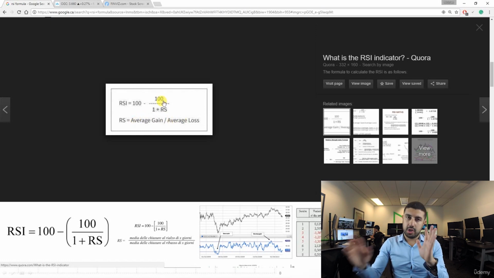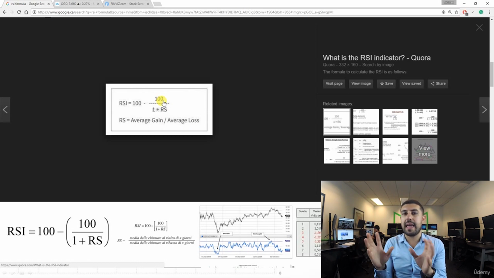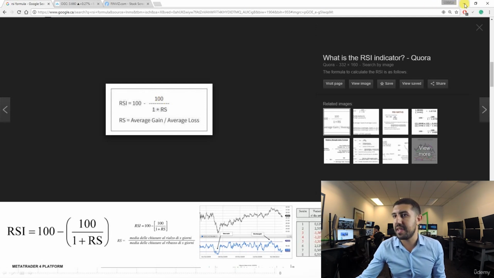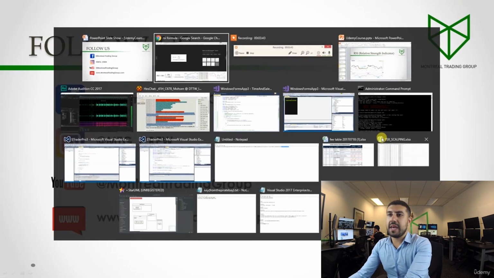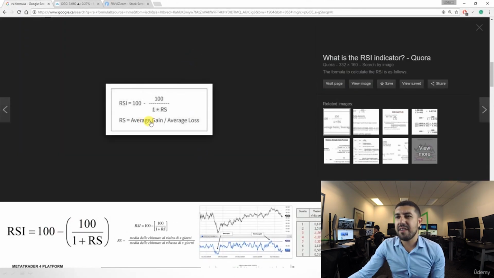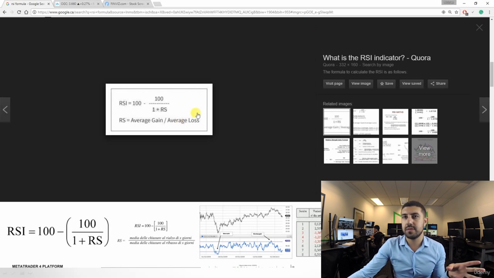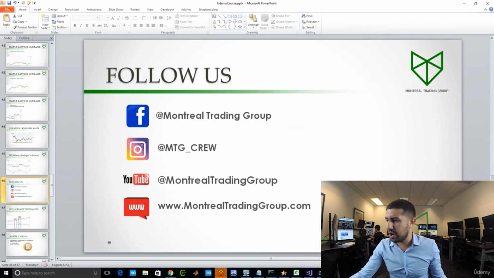Now, you don't need to understand the formula. You need to understand how they come up with this number. And that's what I'm going to explain right now. So when you're looking at the average gain and average loss, you're actually looking at the previous days, right? So what they actually do, and let me draw it up here.